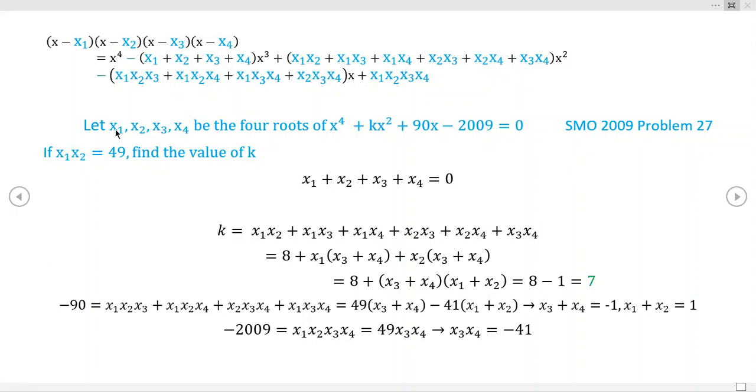It says let x1, x2, x3, x4 be the four roots of this polynomial, and you're supposed to determine the value of k here. K is a constant, the coefficient of x squared. Now, this is something called Vieta's formula, but I don't like memorizing stuff. So I've written out an expansion here where x1, x2, x3, x4 are all explicitly the roots.